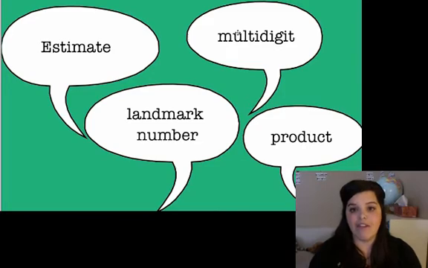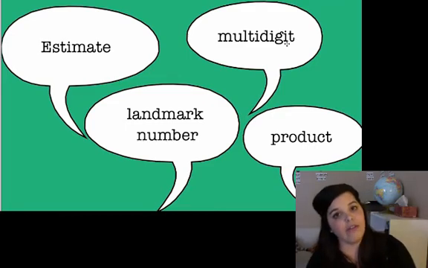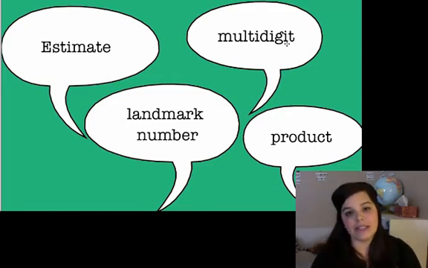Multi-digit simply means that I have multiple digits or multiple numbers. It would be like the number 27. I'd have a 2 and a 7. Or 1,365 or 1,842, multiple digits.